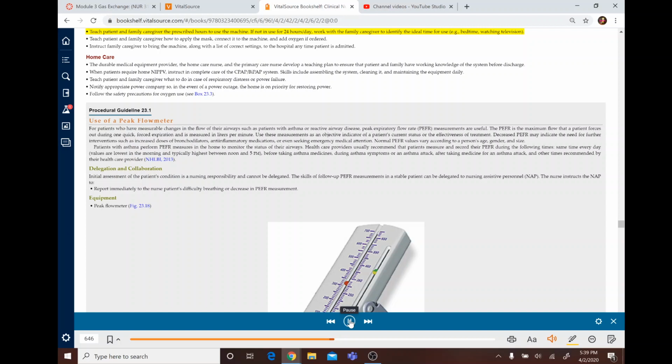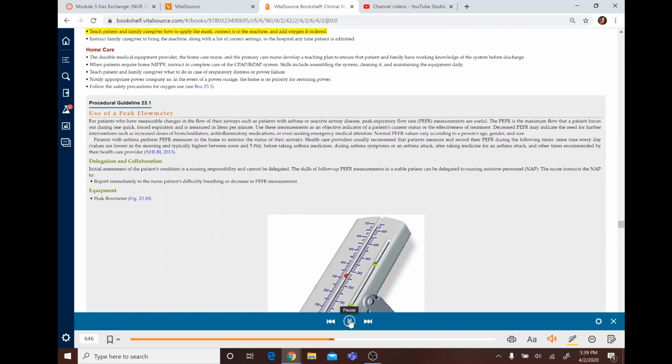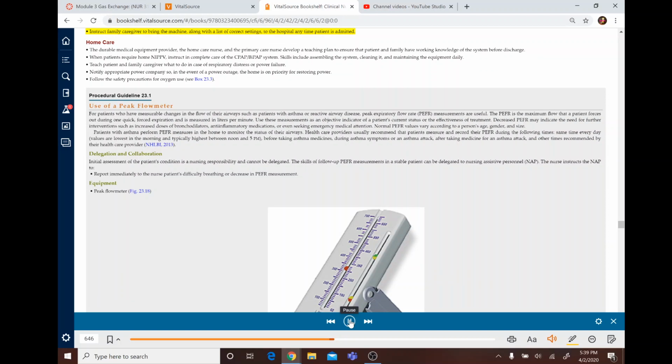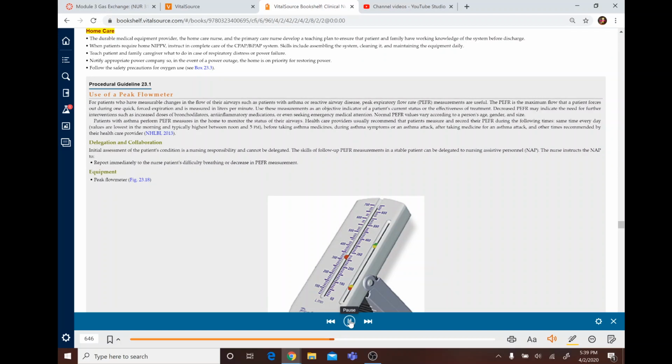If not in use for 24 hours a day, work with the family caregiver to identify the ideal time for use, for example bedtime or watching television. Teach patient and family caregiver how to apply the mask, connect it to the machine, and add oxygen if ordered. Instruct family caregiver to bring the machine, along with a list of correct settings, to the hospital anytime the patient is admitted.